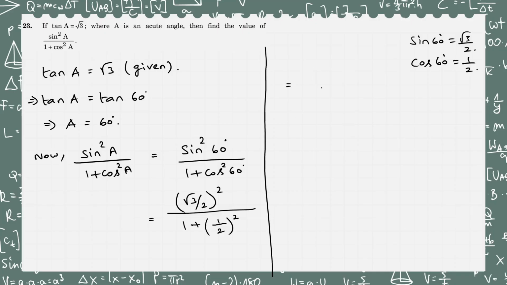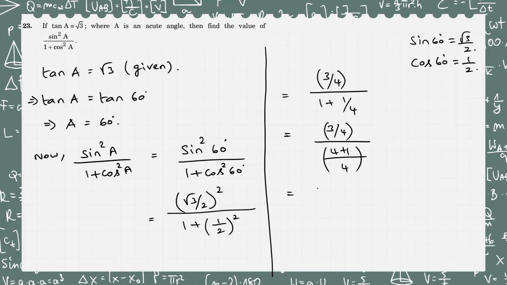That will be equal to root 3 square by 2 square, which is 3 by 4, divided by 1 plus 1 by 2 whole square, which will be 1 square by 2 square, which is 1 by 4. Now the numerator is 3 by 4 as it is. In the denominator we have to take 4 as LCM. So this will become 4 plus 1 by 4, isn't it? So this will become 3 by 4 divided by 5 by 4. And of course we can flip the fractions and multiply them. So 3 by 4 into 4 by 5. This will give us 3 by 5 as the answer. Okay, and that's the answer.